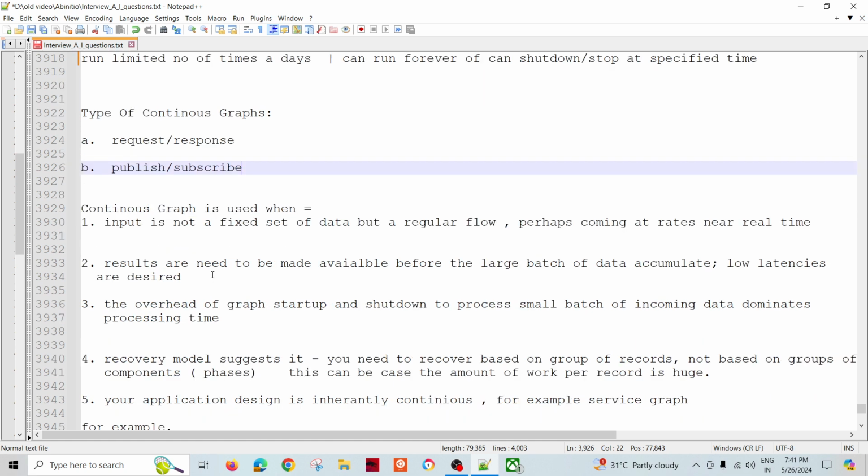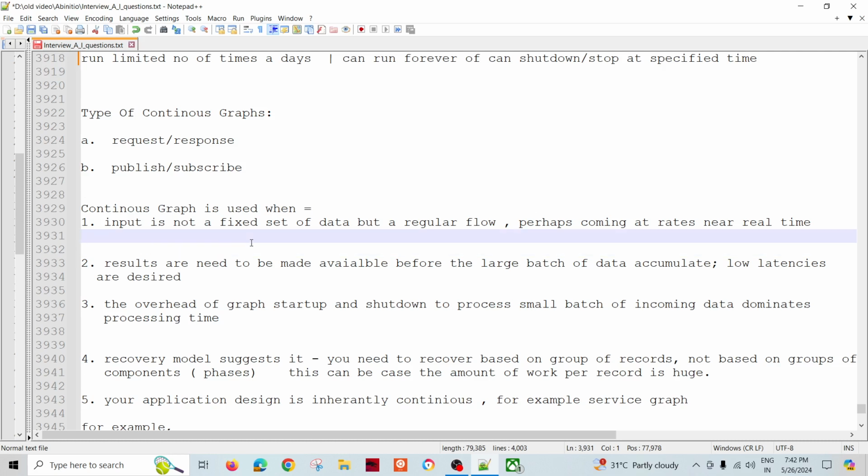So we have the context, right? We know what continuous graphs are. In what kind of situations do we use a continuous graph? First, the input is not a fixed set of data, but a regular flow, perhaps coming at near real-time rates. If there is near real-time data, it keeps on coming. There is no fixed data set, like saying it's 5 million records. Unlike a batch graph, the unit of work in a continuous graph could be one record, a set of 5 records, or a set of 10 records, right?